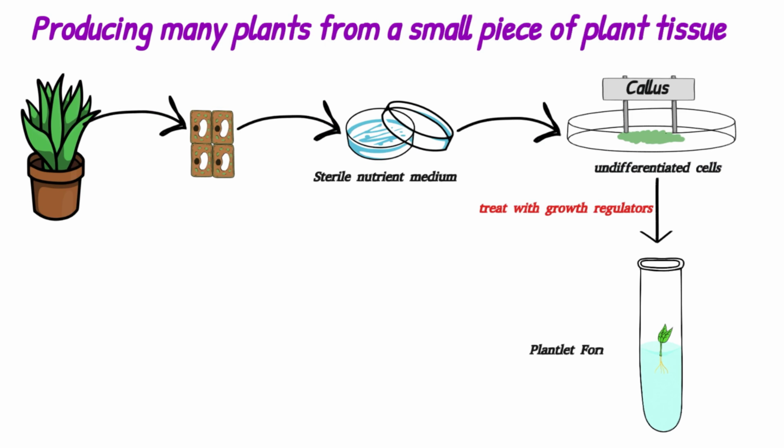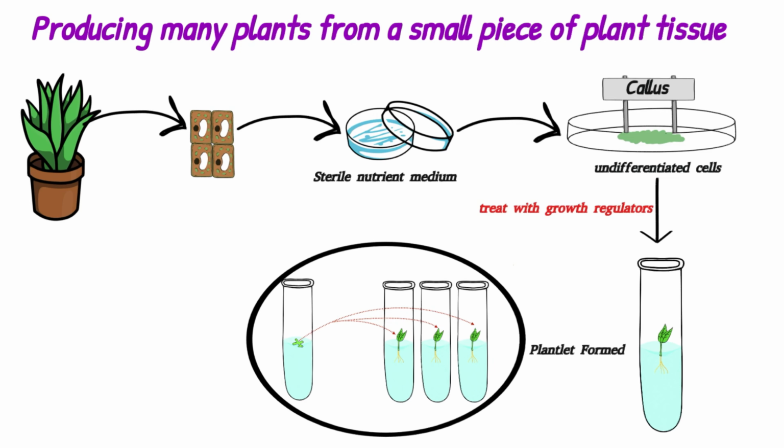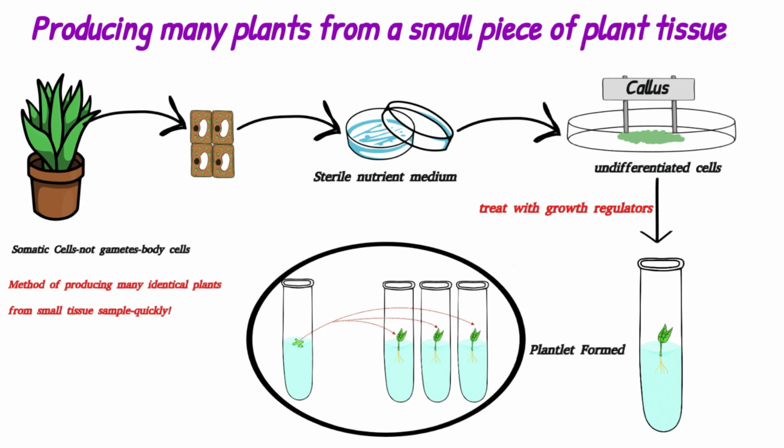So the callus is treated with growth regulators, types of plant hormones, and eventually a plantlet is formed. And in this way, from a small piece of plant tissue, you get many identical plants. Mostly somatic cells, so not gametes, normal body cells are used, and in this way you produce many identical plants from a small tissue sample very quickly.